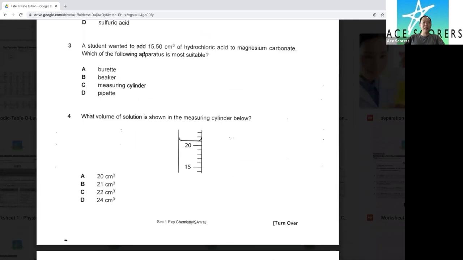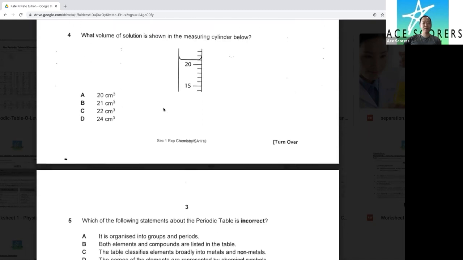Okay, so still want to add 15.50. Which of the following apparatus is most suitable to measure 15.50? So once again, it's a lab question. In the lab, you'll be shown what a burette, beaker, measuring cylinder, and pipette are. So in this case, the answer is A, burette. A burette will be used to measure exactly 15.50. Okay. This one you can try.